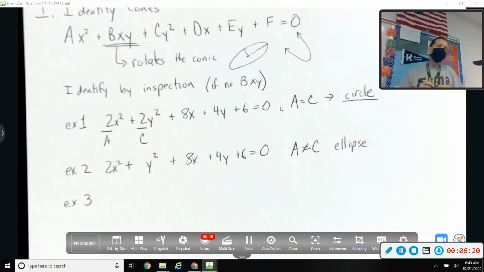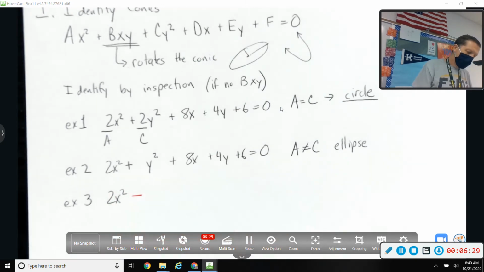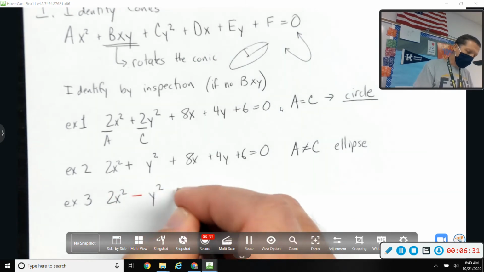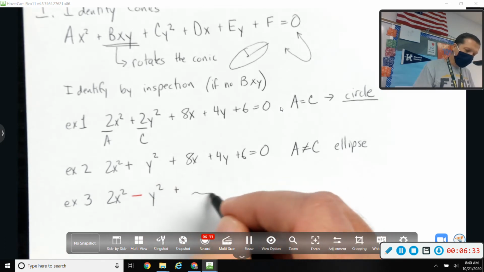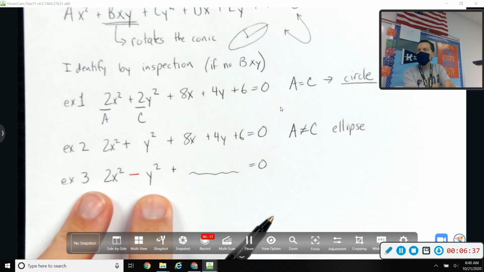All right, what if I wanted to turn that thing into a hyperbola? What would I need to do? Minus. Make one of them minus. Only one of them, though. So minus y squared. And really, the rest doesn't really matter at that point because it's only the squared terms that determine which conic it is.